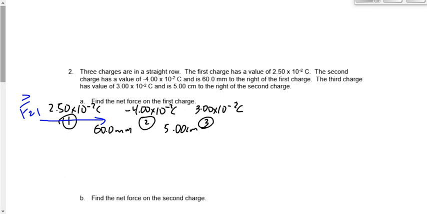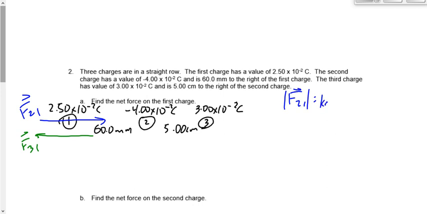Now, what about 3 and 1? They're like charges, so they're going to repel. That means 3 is going to be pushed away from number 1 to the right. 1 is going to be pushed away from number 3 to the left. We'll call that F31. We can calculate both of those forces.